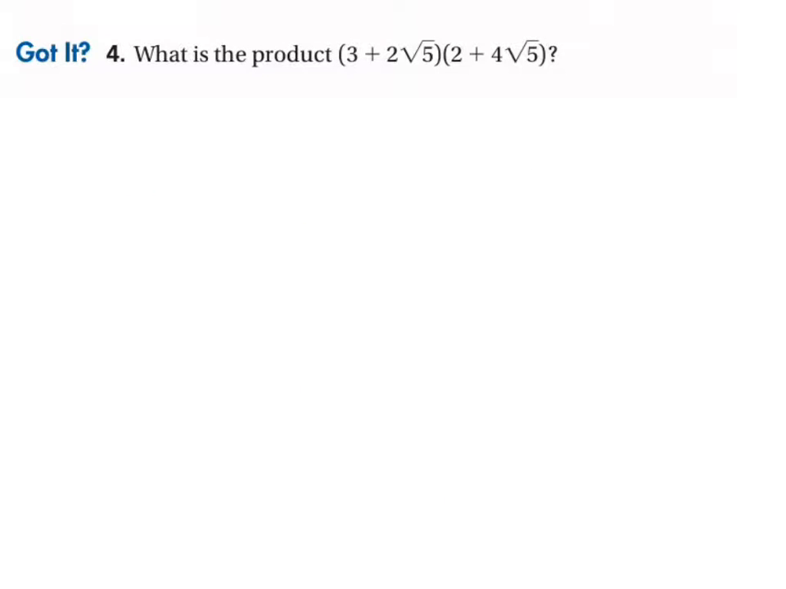All right, one more of the same type. We're going to go ahead and use, in this case, FOIL one more time. So we'll go ahead and do this one real quick. 2 times 3 is 6. 3 times 4, that gives us 12 square root of 5. 2 square root of 5 times 2, that's 4 square root of 5.